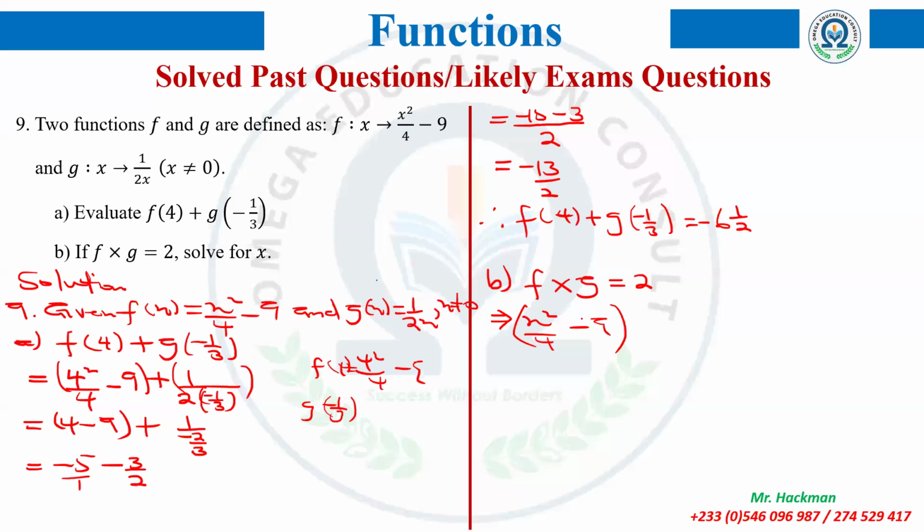Other than that, the meaning can change. And times your g of x. So your g of x is what we have here, 1. So I'm going to write 1 over 2x. But we are told that this is equal to 2. All correct? Hello, are we fine, my professors?